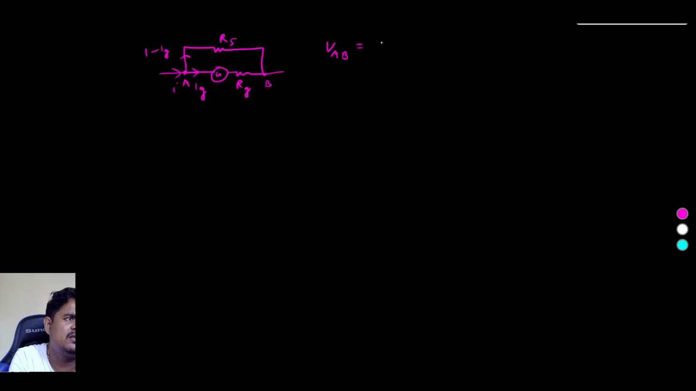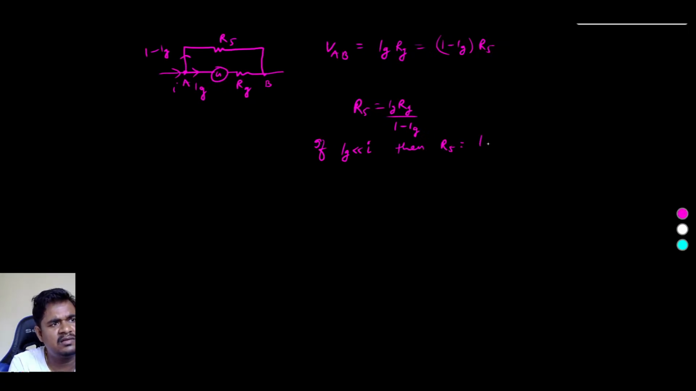VAB, I will be writing it as Ig into Rg, and this must be equal to I minus Ig into Rs. So R shunt I will be getting here as Ig into Rg by I minus Ig. If Ig is much smaller than I, then R shunt will be written as Ig Rg by simply I. Okay?